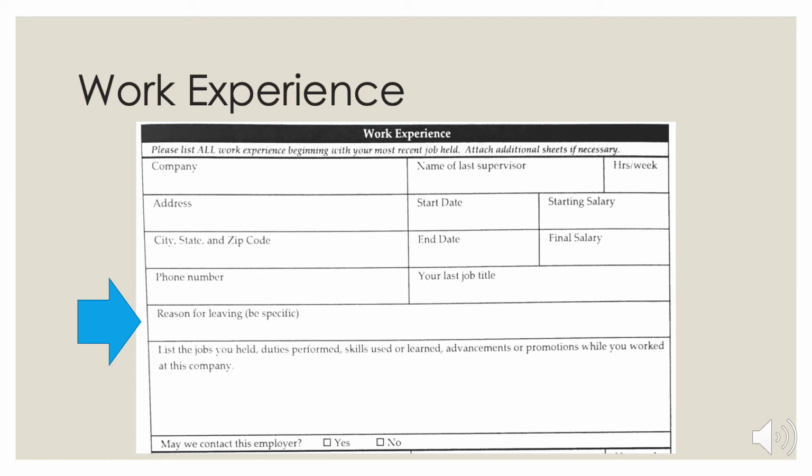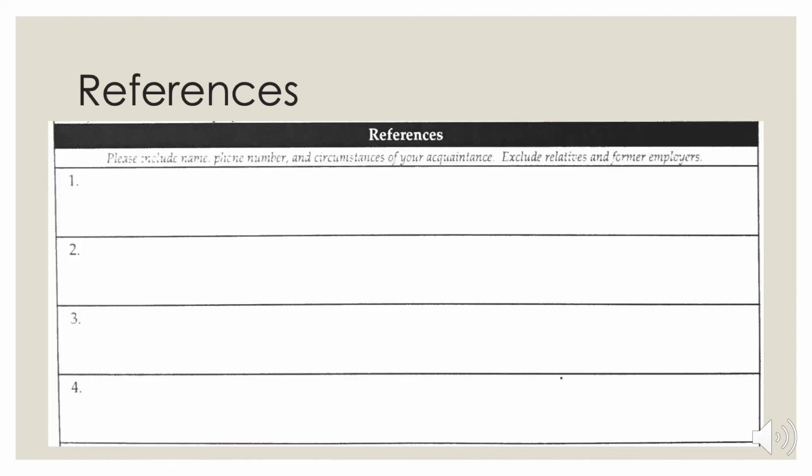If you have left the company, the application wants to know the specific reason why you left. If you are still with the company, you can write NA in this box. Moving down, while you were at this job, the application wants to know what your job responsibilities were. They ask this because it is possible that you may have experience with some of the skills that you would need to use in the job that you are applying for. Lastly, they would like to know if they can contact this employer. If yes, check yes. If not, say no.